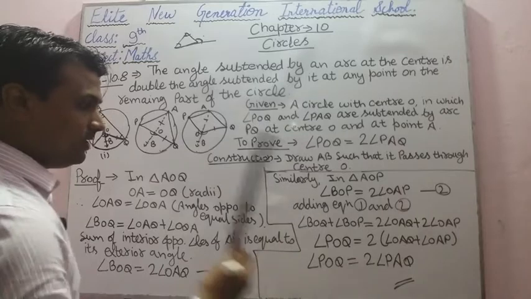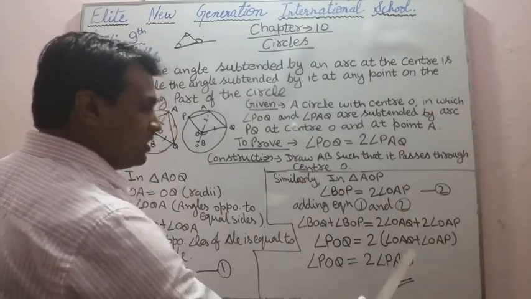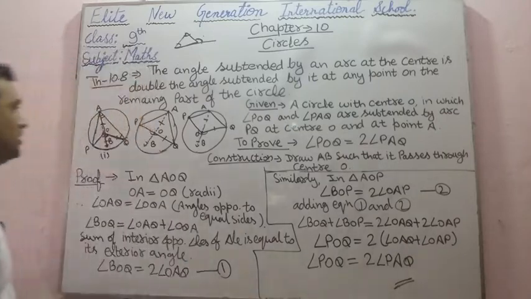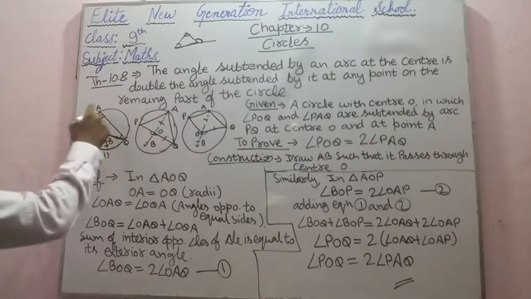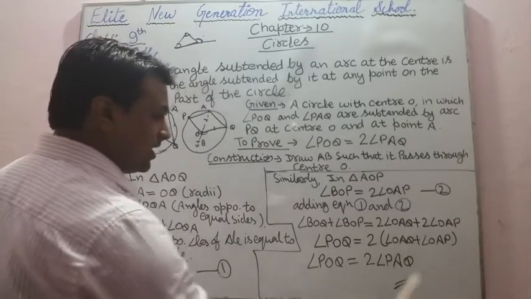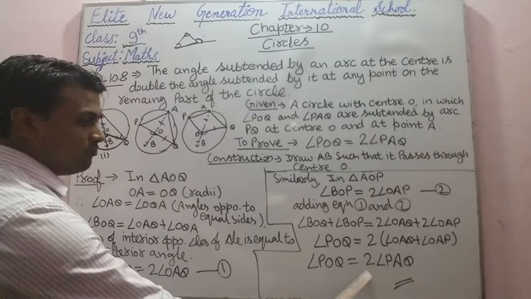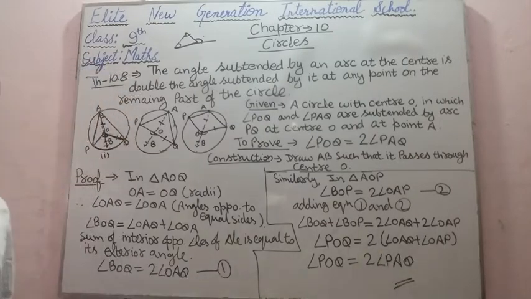Now 2 can be taken as common, so it will be 2 times the bracket OAQ plus OAP. OAQ and OAP together form angle PAQ. So we can say that angle POQ will be equal to twice angle PAQ.